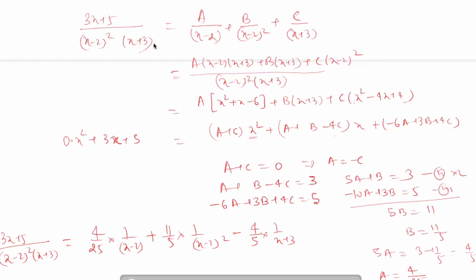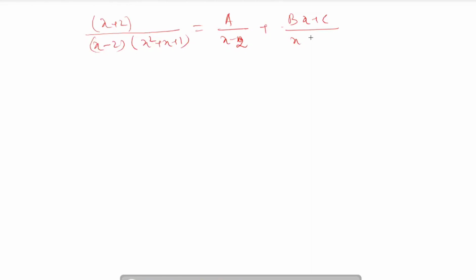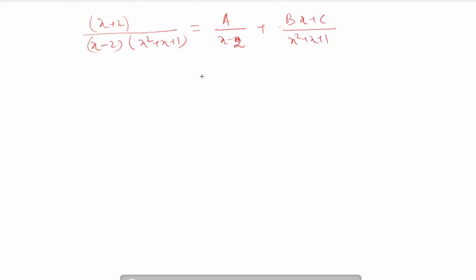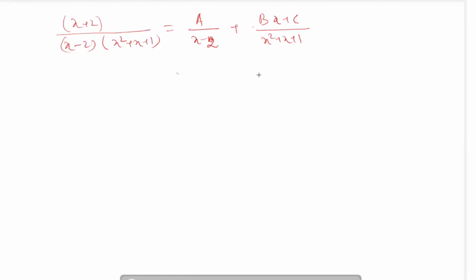Okay, the next example, I can take an example here, let's take a simple one: x plus 2 upon (x minus 2) into (x square plus x plus 1). So this is my expression here. I'm saying that this should be written as A upon x minus 2, and this should be written as (Bx plus C) upon (x square plus x plus 1). Okay. So in the next step, I have to find out A, B, C.